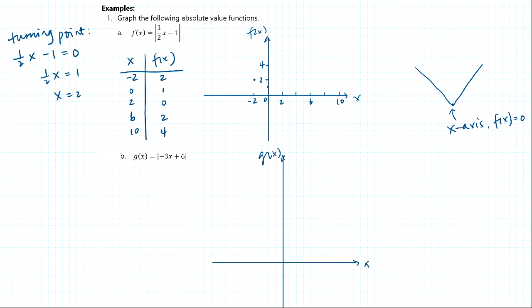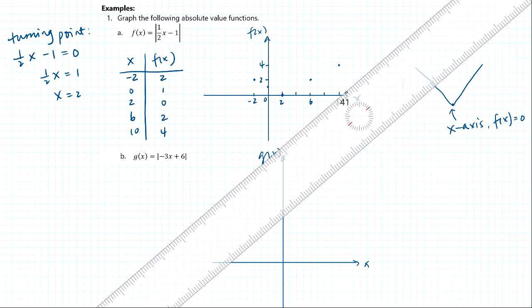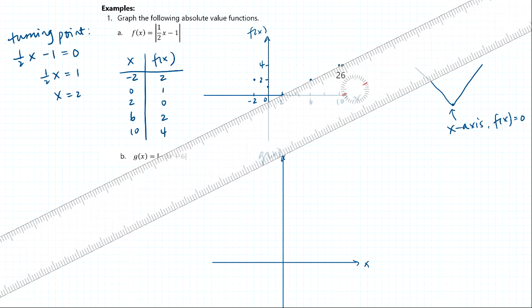And then we get 0, 1; 2, 0; 6, 2; and lastly 10, 4 over here. Even though the points to the left of the turning point seem like they're closer together, once you connect it, you should notice that they are indeed all the same slope, or the symmetric image of the other side.